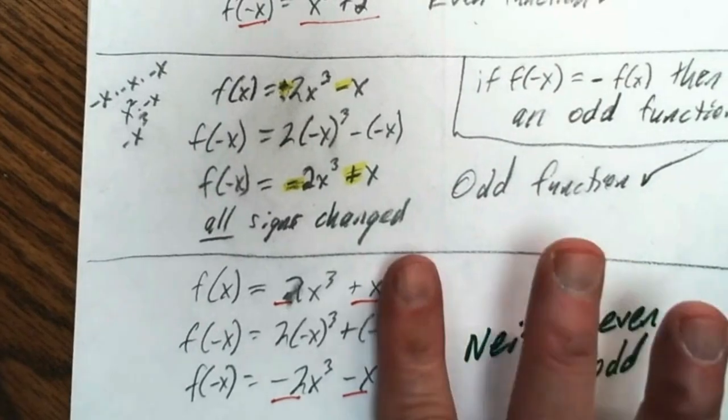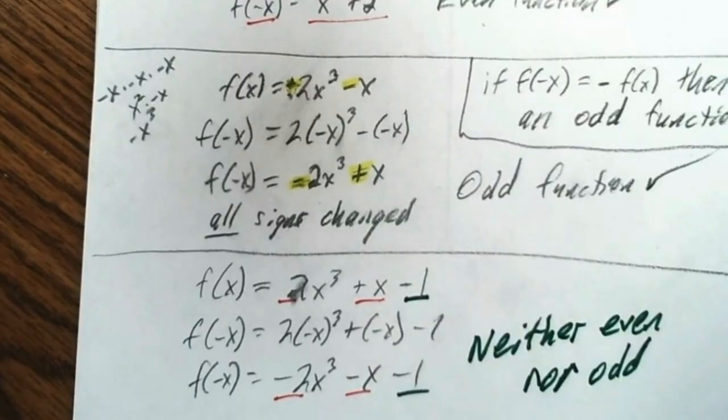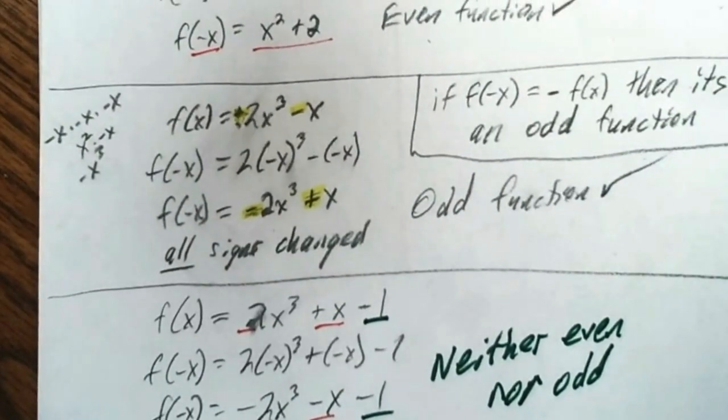Without the -1, it was fine. It would be an odd function. But that -1 at the end, it is neither even nor odd. So that's some great examples to have in your notes. Neither even nor odd.